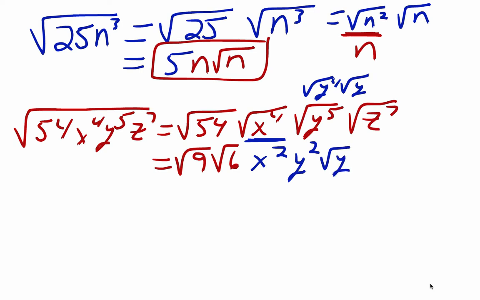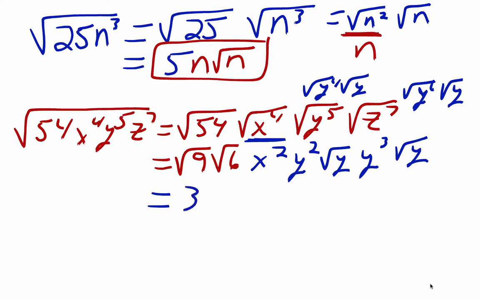And for z to the seventh, that's square root of z to the sixth, and square root of z. So square root of z to the sixth, just divide it in half. 6 divided by 2 is 3, so we'd have z to the third and square root of z. So now to put all this together, square root of 9 is 3, so we're done with that. We can take the x squared right there, bring that down, so we're done with that.